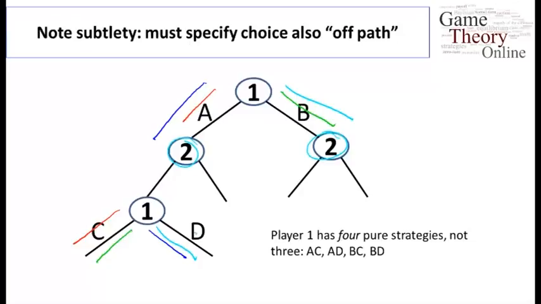This is the first subtle point to make. And we call this an off-path choice because clearly when you have chosen to go down this cyan path, the choice at this node doesn't matter because you'll never find yourself there. But it turns out to be very important for the analysis of the game to see what you would have done had you found yourself in that position.